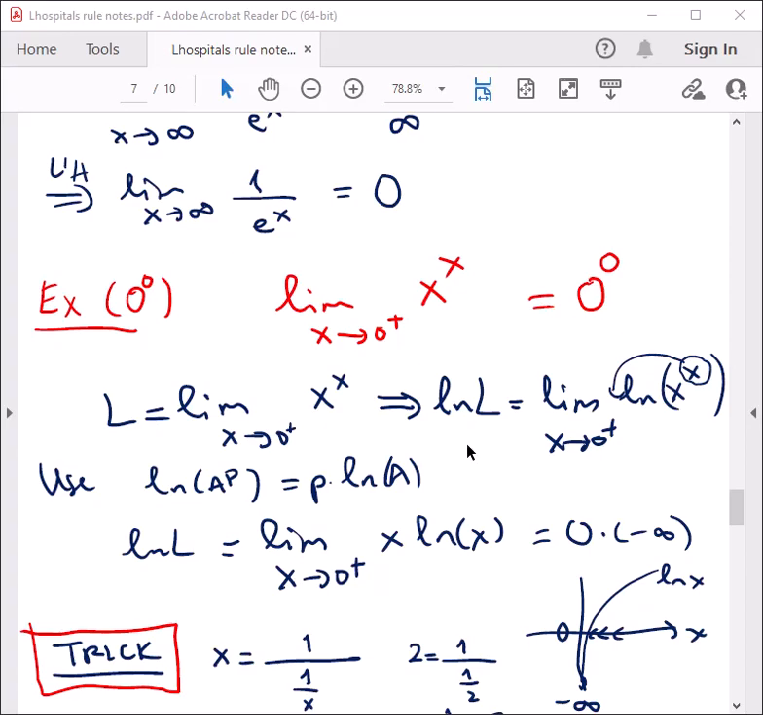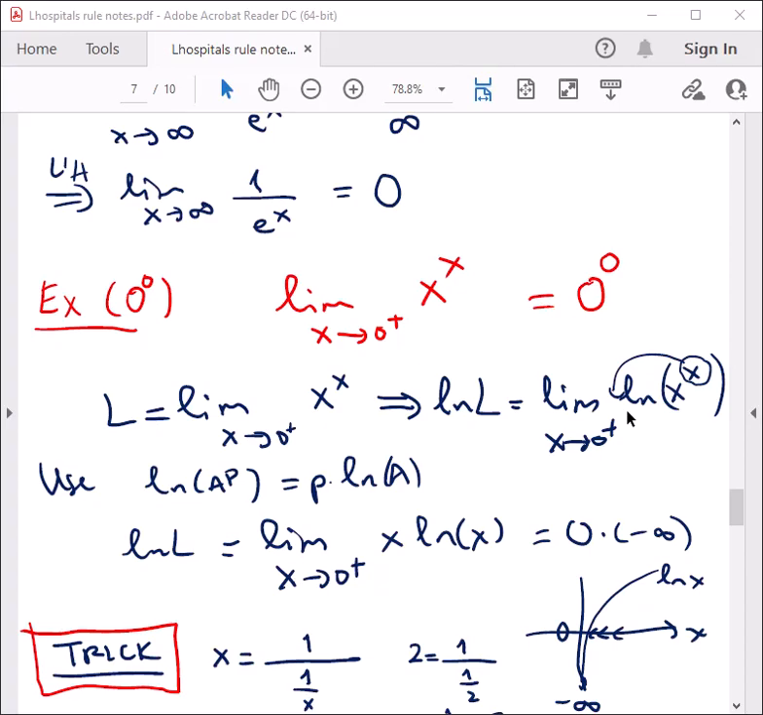In these exponential indeterminate forms, we call this limit L. Capital L is the limit we are trying to find. Then take the ln of both sides. So it's going to be ln of the limit L equals limit. It's actually ln of the limit, but for continuous functions, and x to the x is continuous, we can carry ln inside.